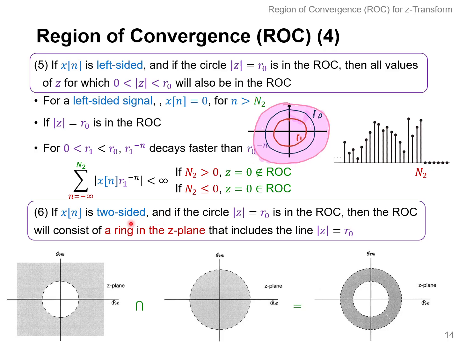Now, let's look at two-sided signals. For two-sided signals, the ROC is a ring in the z-plane. If a circle with radius r0 is inside the ROC, then the ROC lies between two radii, one smaller and one larger. So the ROC forms a ring around the origin.